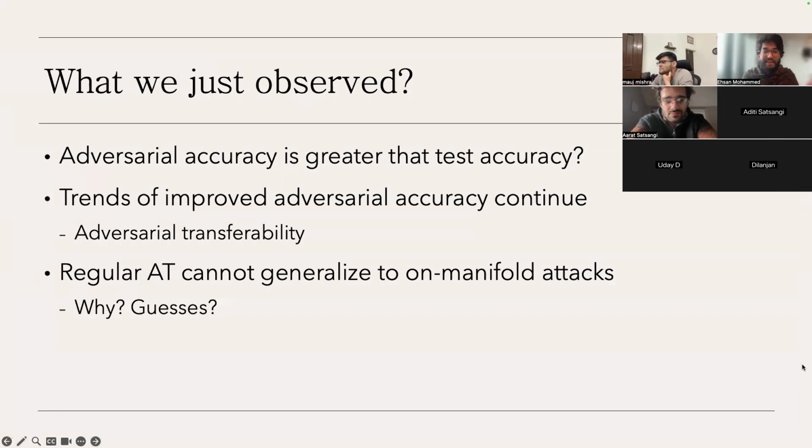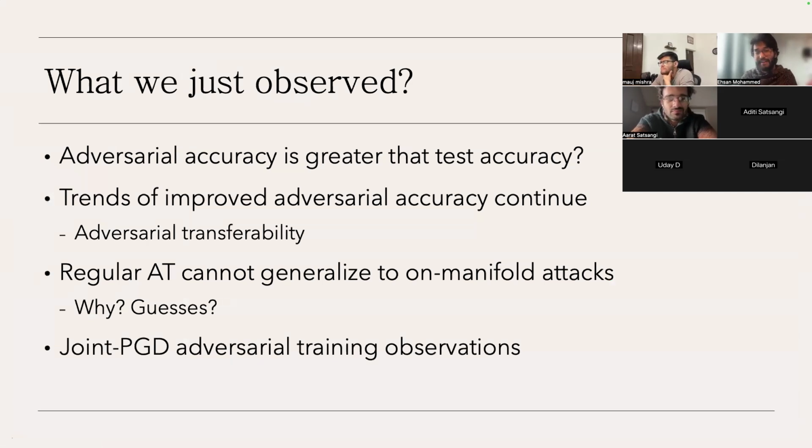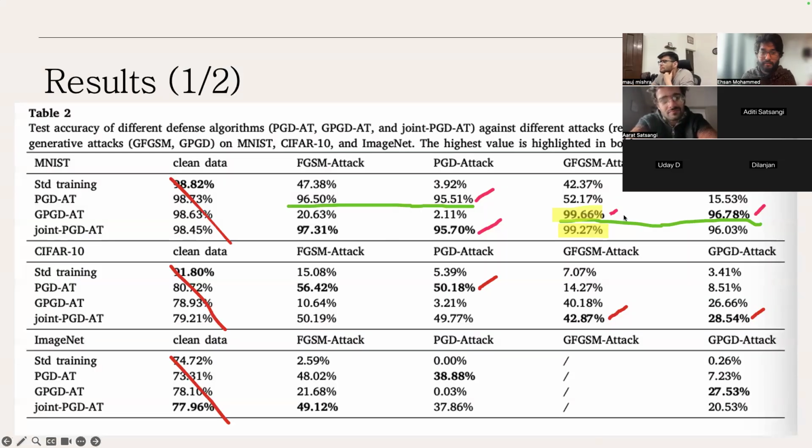Any guesses? I don't have many guesses, but I just have speculations. But something that you can take away from it, and we'll come to that in a bit. Don't worry about that as well. The joint PGD adversarial training observations, I don't think I have many. Yeah, I do have some of them.